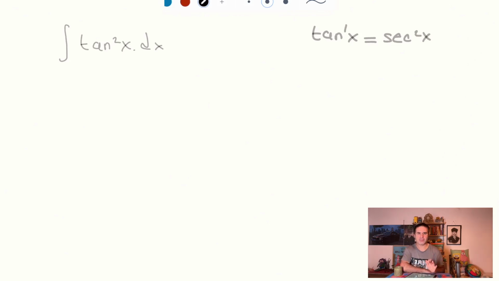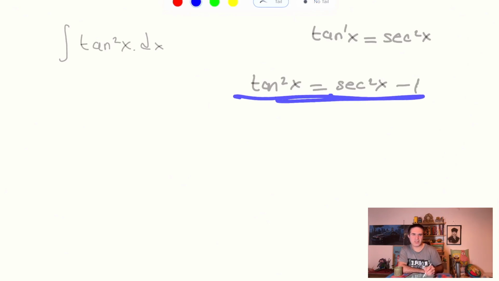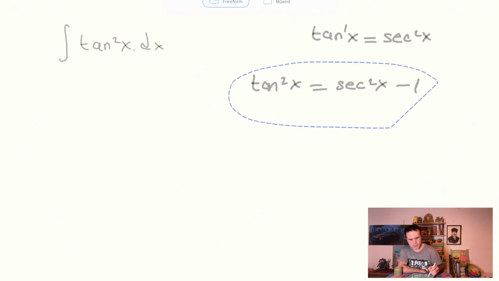You should know that. And because tangent prime of x is secant square of x, it's very important to rewrite tangent square of x as secant square x minus 1. If you do not remember this identity or this derivative, it's not possible to evaluate this integral. So you should know this.